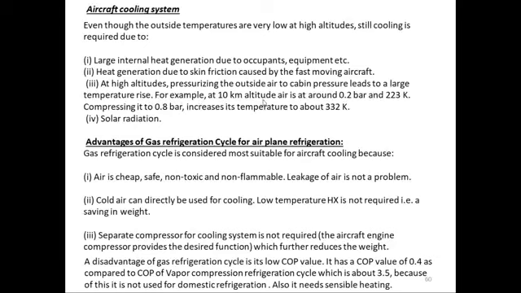For example, at 10 km altitude, air is at around 0.2 bar and 223 Kelvin. So very low temperature, negative temperature. Compressing it to 0.8 bar increases its temperature to 332 Kelvin. So it becomes very high. And then there is solar radiation. These are the reasons that increase the heat inside the airplane. That's why we need to provide a cooling system in the aircraft.